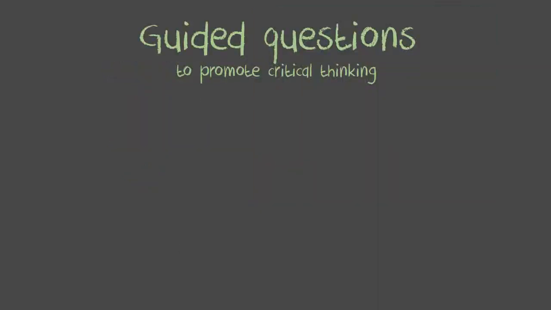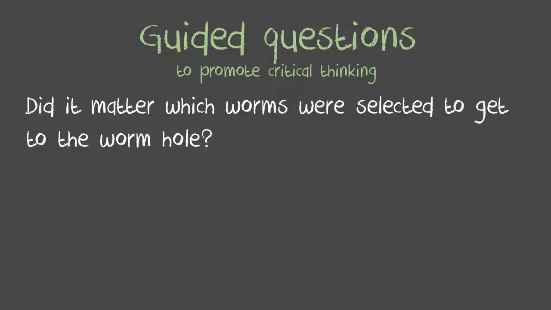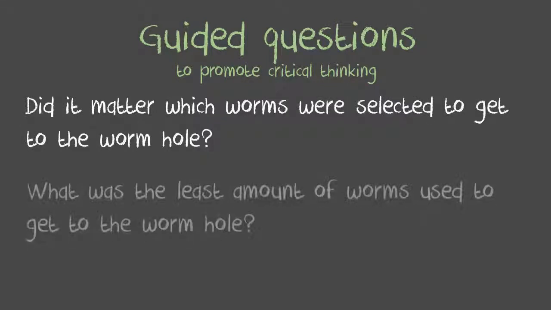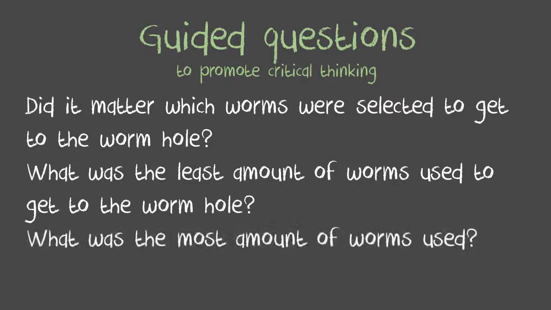Some guided questions to promote critical thinking would be: did it matter which worms were selected to get to the wormhole? What was the least amount of worms used to get to the wormhole? And what was the most amount of worms used to get to the wormhole?